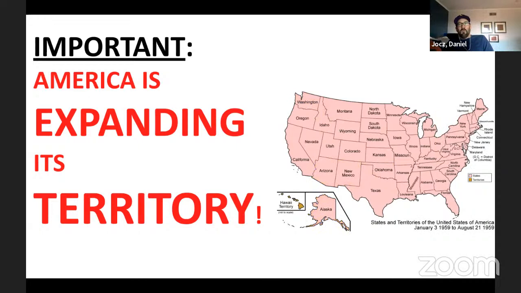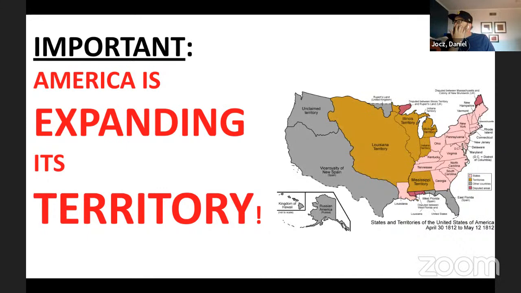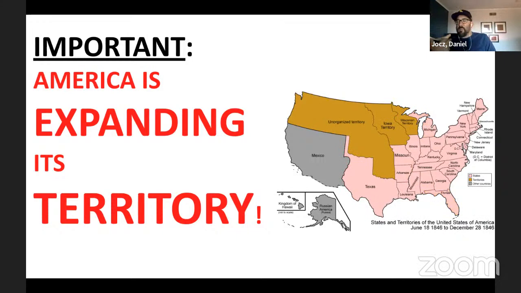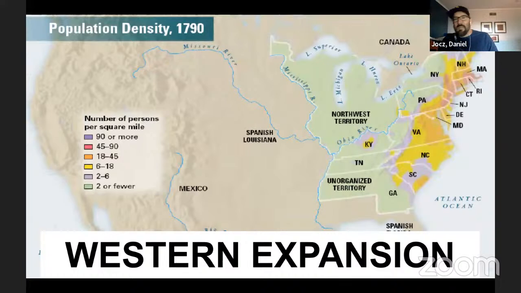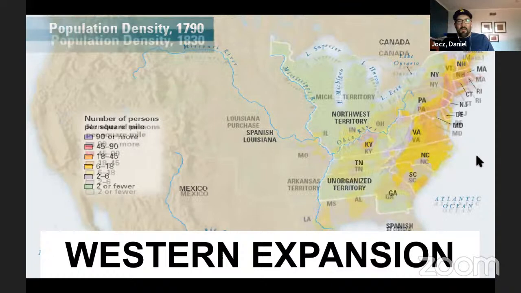But you could see the expansion, and oftentimes places would slowly enter the Union. They get people coming into them. They would turn into territorial governments, and then eventually they would be formed into the United States. Western expansion, you could see the population density in 1790. Take a look at that. The purplish, the reddish, and the orangish colors, the more densely populated that area is. And by 1790, you kind of see where the population is concentrated. And then, of course, it is continuing to expand.